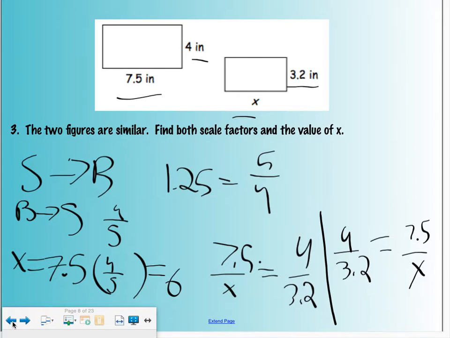Sammy? It's not really a question, but I just want to say I really like cross multiplying. I'm happy to hear that because you didn't like it at first. You hated it yesterday. Yeah, it's great. I love it. I'm a big fan. Okay, so we all love cross multiplying, I hope.